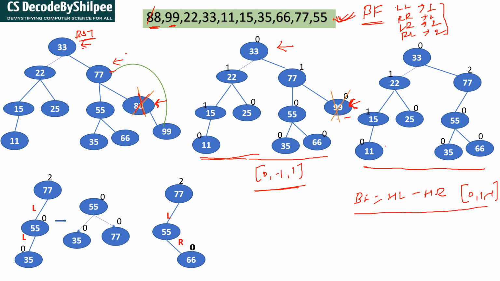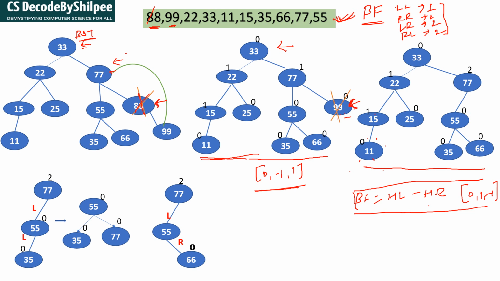So this is the balance factor calculation. If you calculate the balance factor of 11, there is no left and no right, so 0 minus 0, you will get 0. For 15, the left tree is 11 but there is no right child, so left minus right is 1 minus 0, which is 1. Like that you can calculate the balance factor.